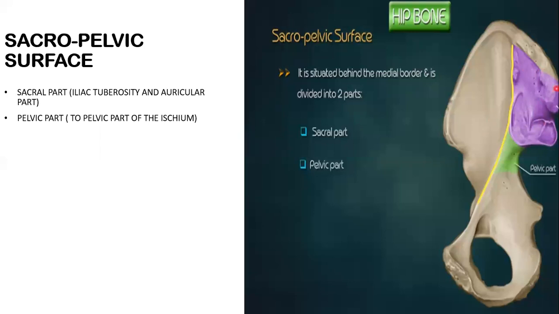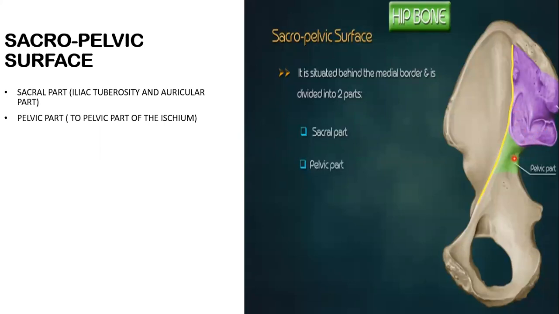Then the last surface is the sacro-pelvic surface. So the sacro-pelvic surface is just that part. Just by the name itself, it has two parts. So you have the sacral part, which is that part, and you have the pelvic part. The sacral part is going to have two parts: the iliac tuberosity, that part there, and the auricular part. When you look at that part down there, it has the shape of an ear. Hence, no wonder they gave it the name auricular part. Some books call it the horseshoe part, because it also looks like the foot of the horse.